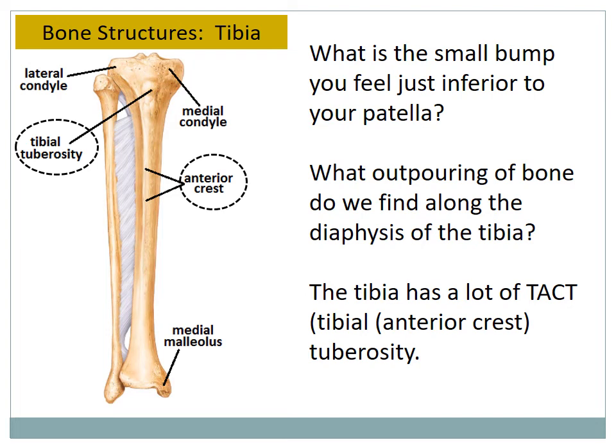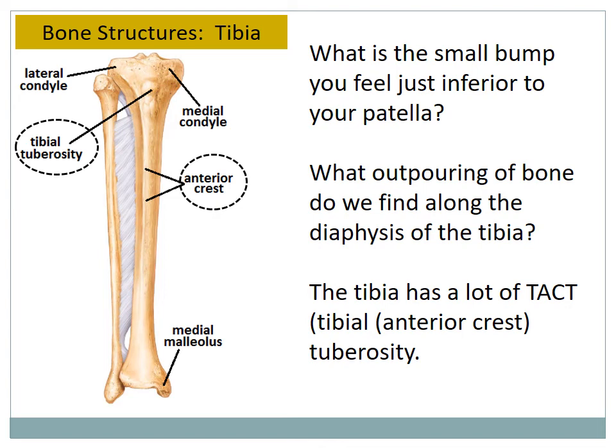Again, you should start to see a pattern, right? Remember, there was a radial tuberosity, there was a deltoid tuberosity, there's tuberosities all over the place. So this one is your tibial tuberosity. What outpouring of bone do we find along the diaphysis of the tibia? That's your anterior crest. So that's the part of the bone that you feel in the front of your tibia, the front of that lower leg bone. You typically refer to that as your shin. So that anterior crest, you'd think of it as your shin bone.